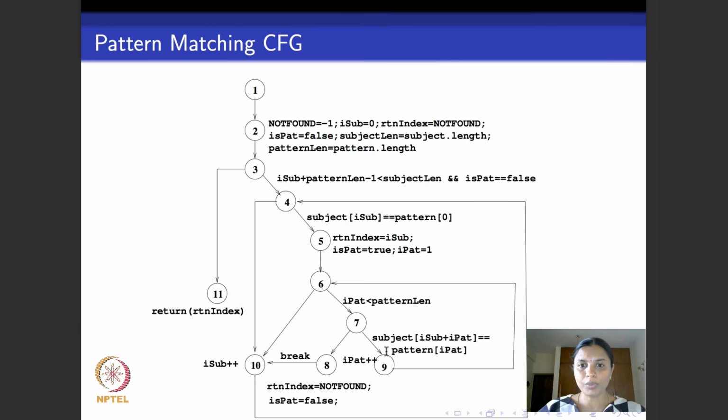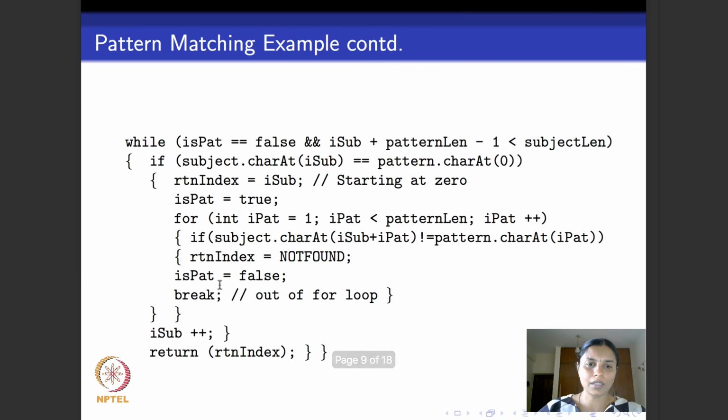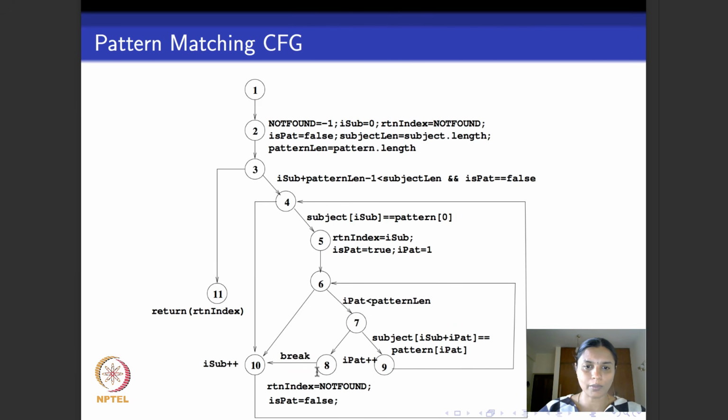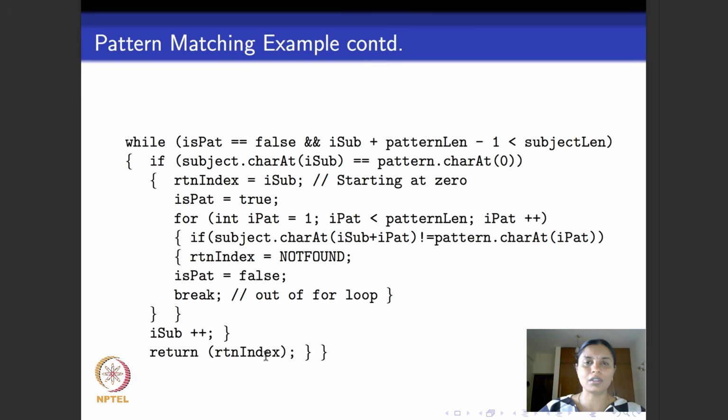I'm inside the loop. I keep checking if the pattern index matches the subject index. At node 9, I increment the pattern index, go back and repeat this for loop here from 6 to 9. And when the condition fails, I come out of the for loop, right? I break out of the for loop and I'm here. That's what this represents. And then this is the thing that I use to go back for the main while loop. This is when I exit the main while loop, I do this final statement, which is return index.